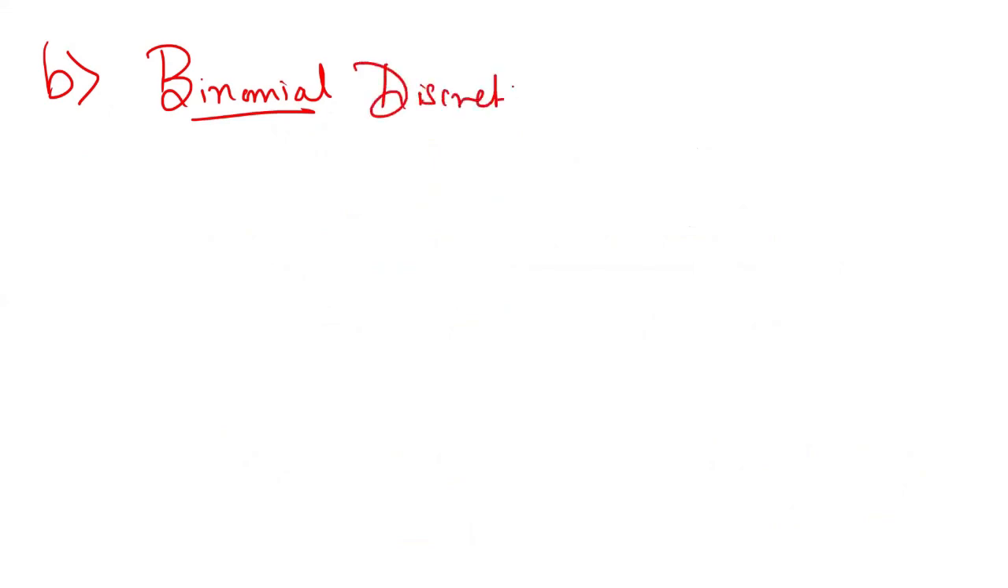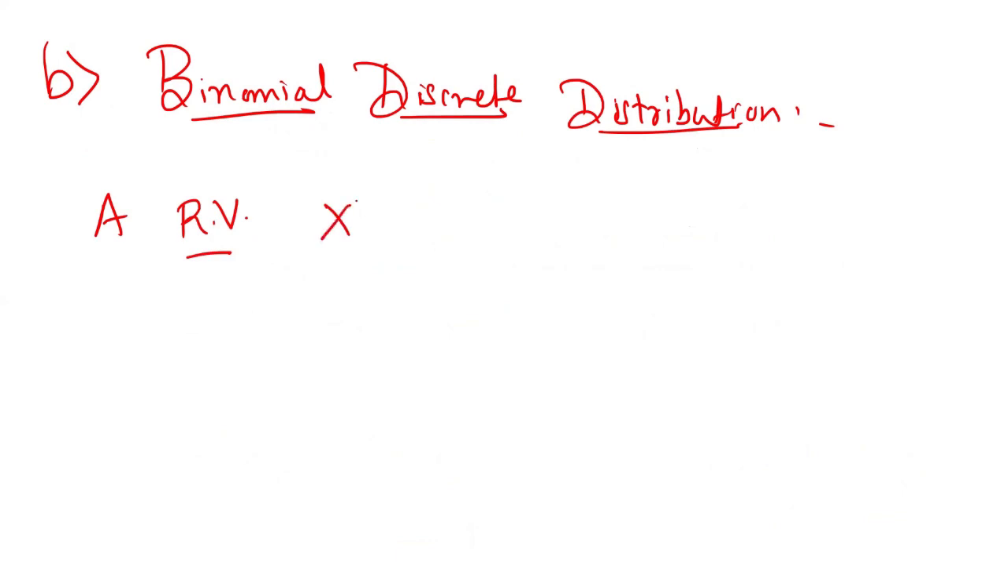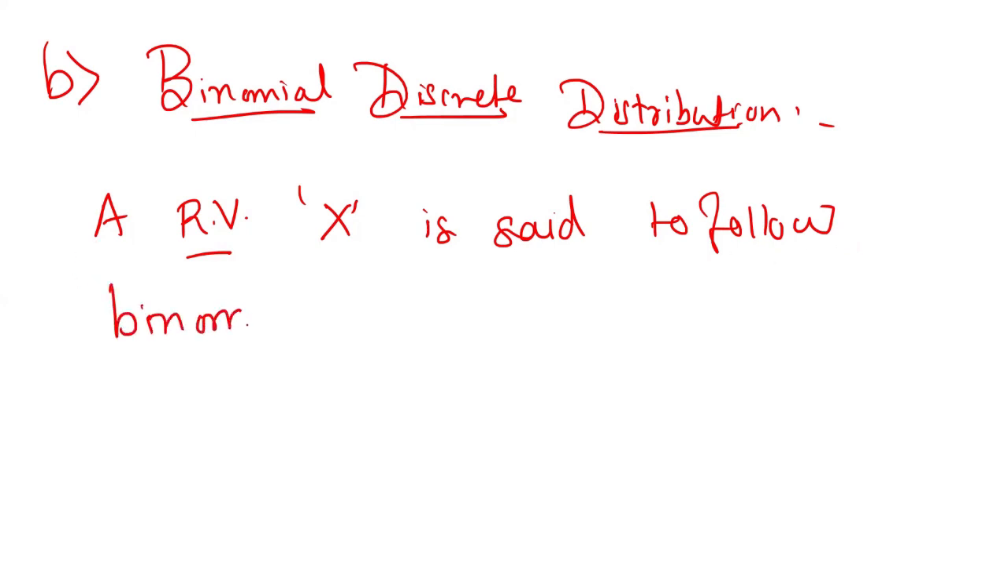The next kind of distribution that we have is the binomial distribution. Very important. Binomial discrete distribution. So what happens in binomial discrete distribution? A random variable x, I am denoting random variable as RV, is said to follow binomial distribution. Please make a note of it also because this can come in your paper as a definition. So you should know this.